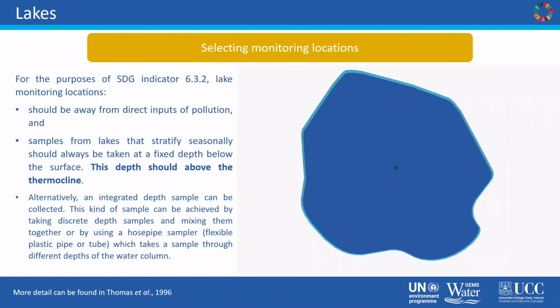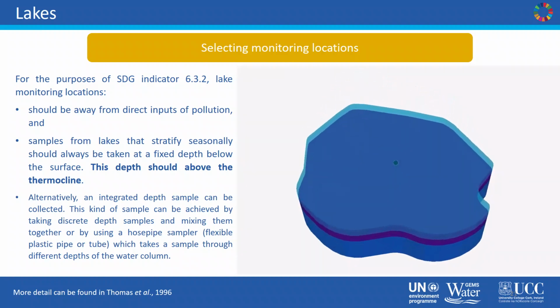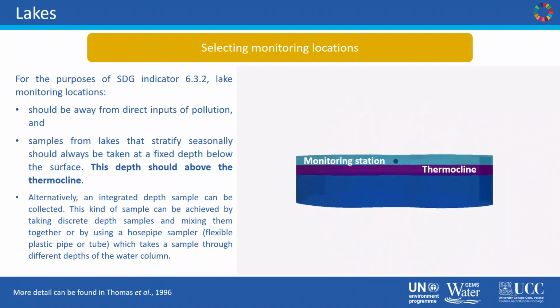For the purposes of SDG Indicator 6.3.2, lake monitoring locations should, the same as for rivers, always be away from known inputs of pollution. Samples from lakes that stratify seasonally should always be taken at a fixed depth below the surface, but this site should be above the thermocline. Alternatively, an integrated depth sample can be collected. This kind of sample can be achieved by taking discrete depth samples and mixing them at the time of sampling, or using a hosepipe sampler.